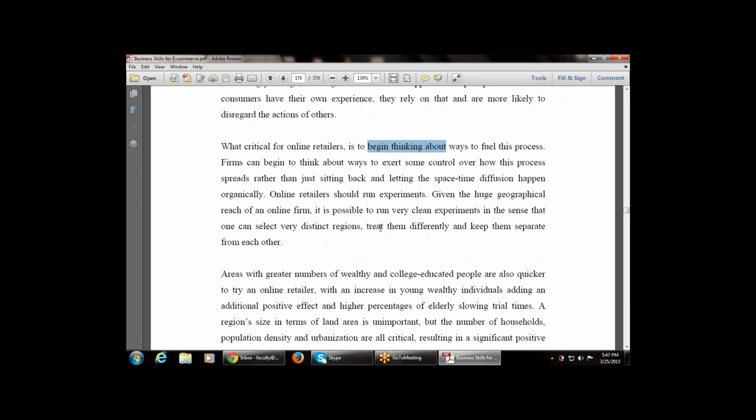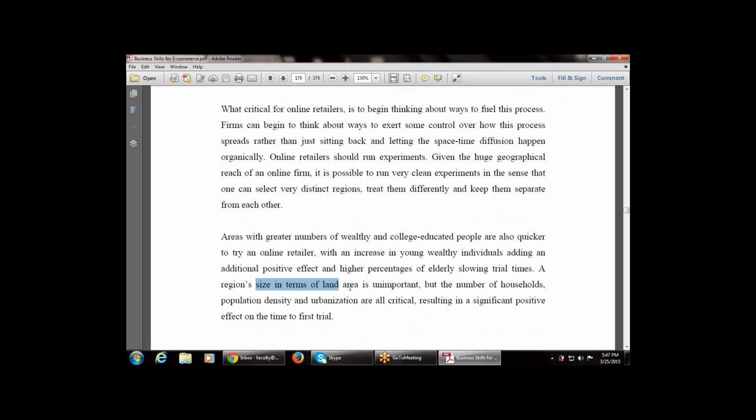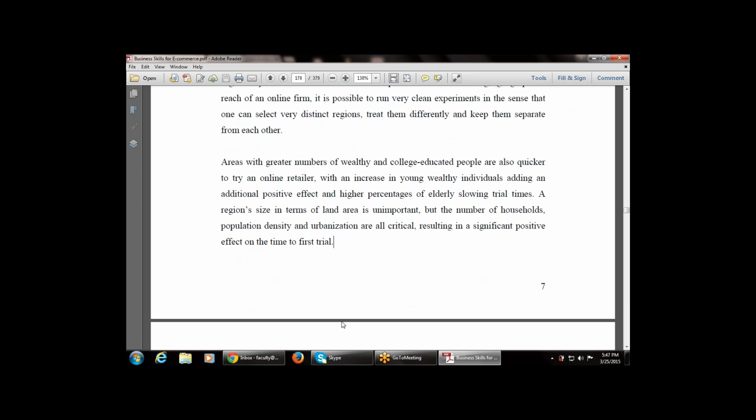Areas with a greater number of wealthy and college educated people are also quicker to try an online retailer, with an increase in young wealthy individuals adding an additional positive effect and a high percentage of elderly slowing trial times. A region's size in terms of land area is unimportant, but the number of households, population density and urbanization are all critical, resulting in a significant positive effect on the time to first trial. This is one of the major factors in online retailing trends.